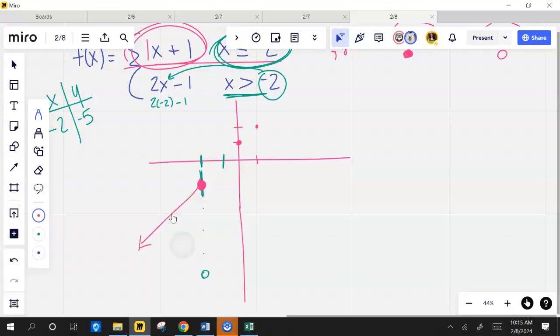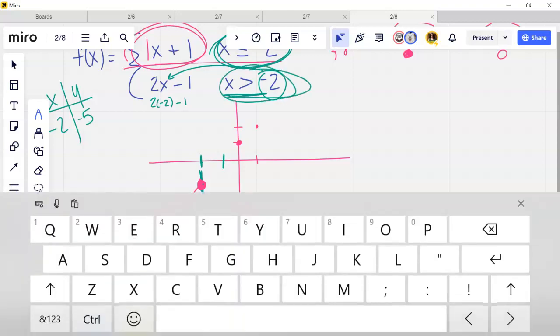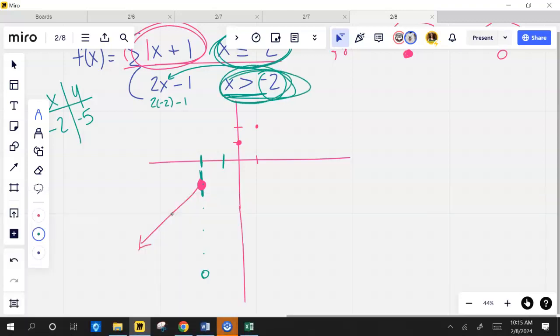Now what I do is I pick an x that satisfies this requirement. By satisfies that requirement, I mean an x that's bigger than 2. So give me an x that's greater than 2. Oh my gosh, 3.